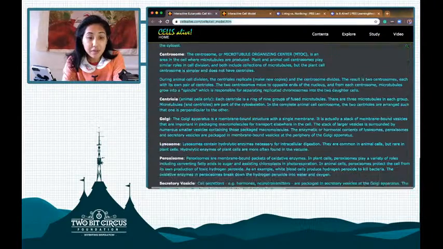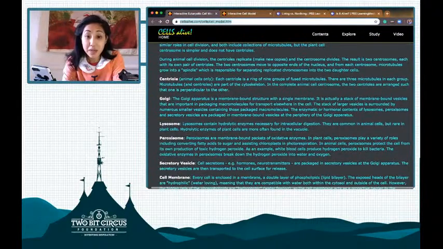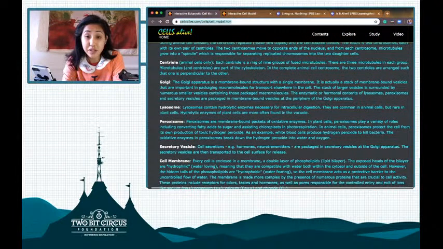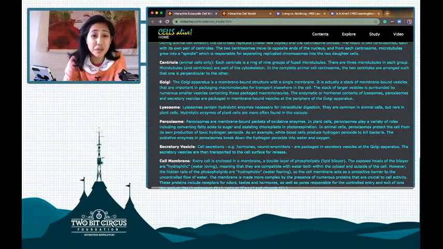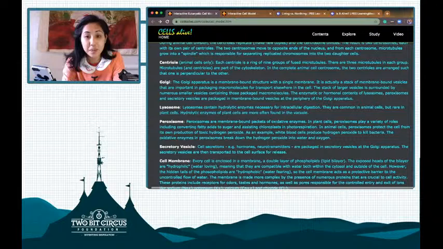Let's see, we can talk about the Golgi apparatus. It's a membrane-bound structure with a single membrane, and they stack kind of like bricks on top of each other. They're important in packing macromolecules for transport elsewhere in the cell. It's kind of like a train. They help transport all these other macromolecules that are needed for other processes inside this cell.